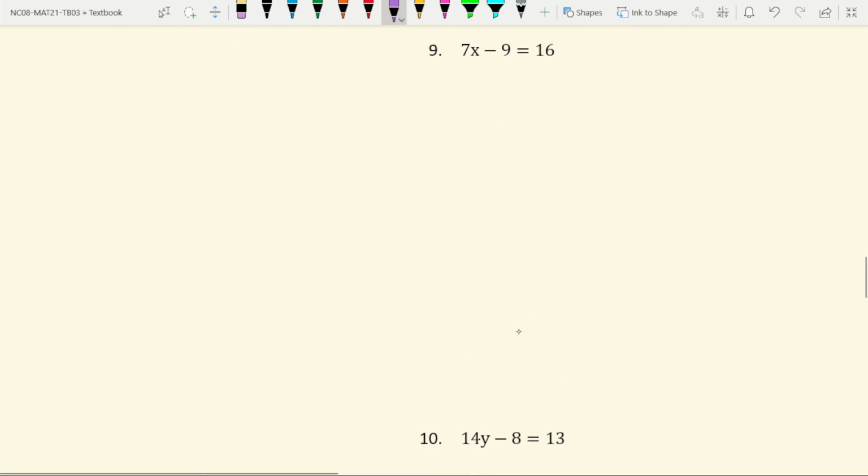Let us solve the next equation now. In the next equation, 7x is the unknown term, minus 9 is a known term, and 16 is a known term. We have to shift the known term to the RHS. While shifting a known term to the RHS, we have to change the symbol. So instead of writing minus 9, we'll write plus 9.